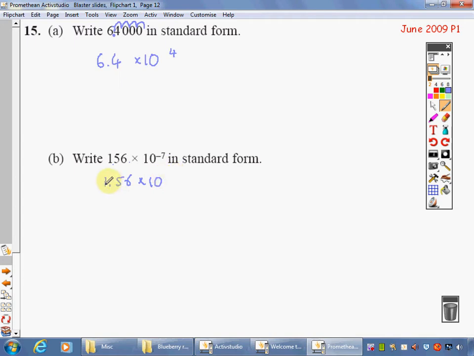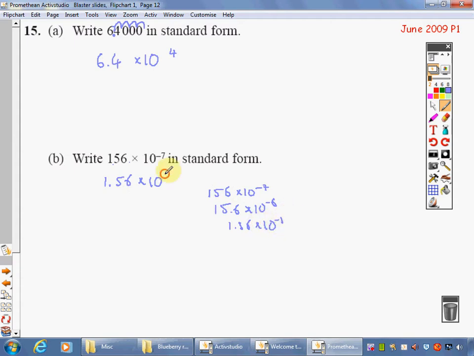Now, in making this part of my number smaller, I need to make this part of my number bigger to compensate. And bigger than minus 7 would be minus 6. So my step from 156 times 10 to the minus 7 would be to say, well, what about 15.6 times 10 to the minus 6? I've already made it 1 time smaller, so I can forget about one of the times there. Next stage is going to be 1.56 times 10 to the minus 5.